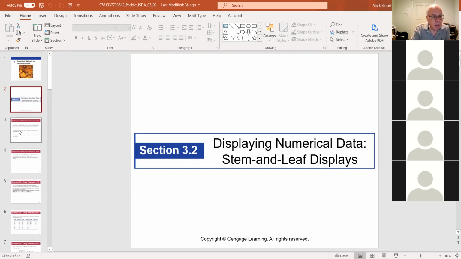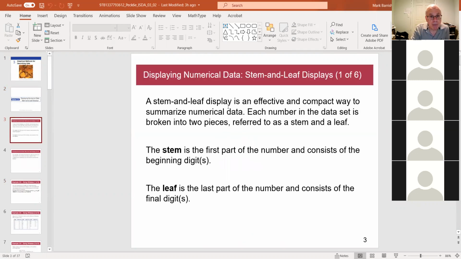All right. And a stem and leaf display is a way of plotting numerical data. Now, can somebody tell me, we've learned so far before this section one graph or chart that we use for numerical data. Does anybody remember what that was from section 1.4?